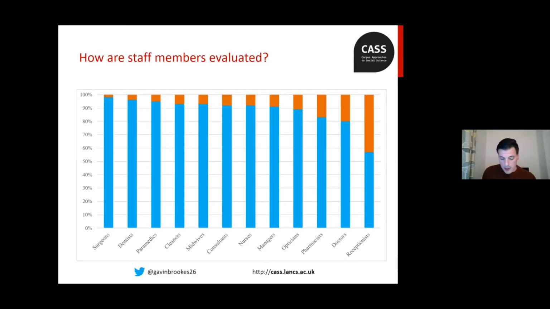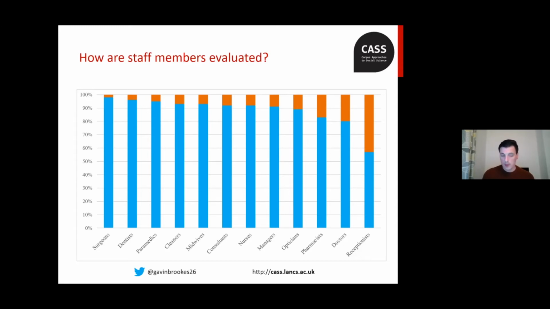So this bar chart shows the proportion of positive versus negative evaluations for different types of staff in feedback. And we calculated this by comparing the frequencies of the most frequent positive and negative evaluative collocates that were associated with each staff member. So the blue parts are the proportion of positive cases, and the orange ones are the negative cases. And to make this easier to interpret, I've ordered these from highest to lowest proportion of positive evaluation.